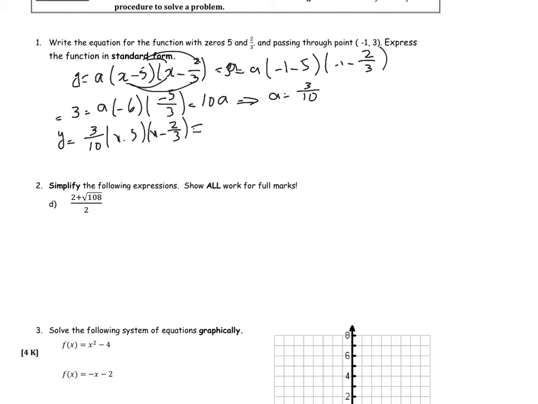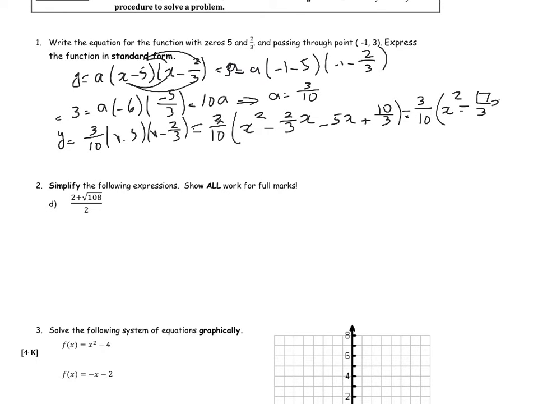Now if I expand this one, I get 3 over 10 times x times x is x squared, x times negative 2 over 3 is negative 2 over 3x, negative 5 times x gives me negative 5x, and negative 5 times negative 2 over 3 gives me 10 over 3. If we simplify this one, we get 3 over 10 times x squared. Now negative 2 over 3, negative 5. If we simplify this one, we are going to get negative 2 over 3 minus 15 over 3. So it's going to be negative 17 over 3x, and then plus 10 over 3.